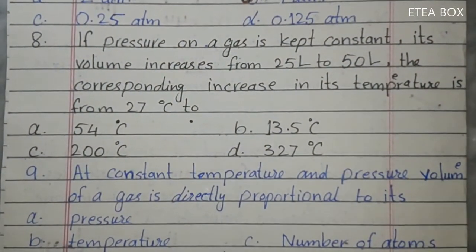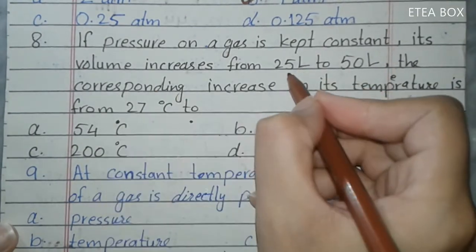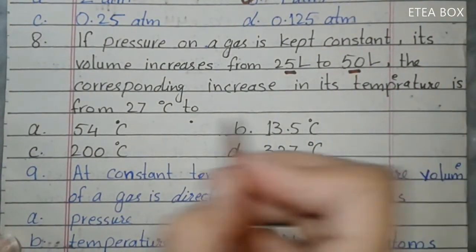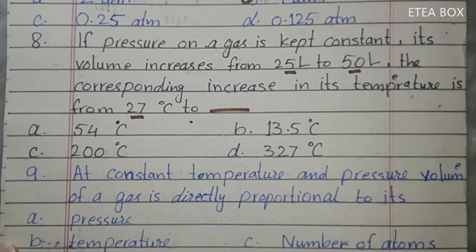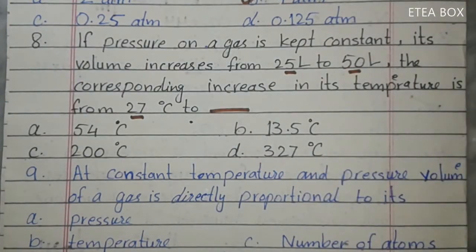If the pressure of a gas is kept constant, its volume increases from 25 liter to 50 liter. The corresponding increase in its temperature is from 27 degrees C to dash. So here Charles' law can be applied. We have to find T2, the temperature at which the volume of gas is 50 liter.